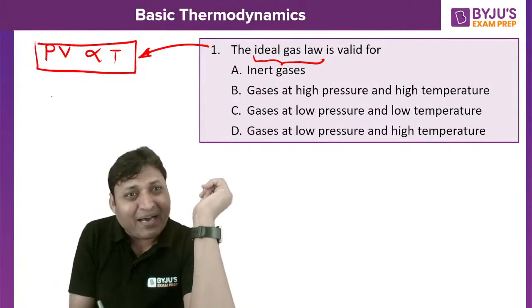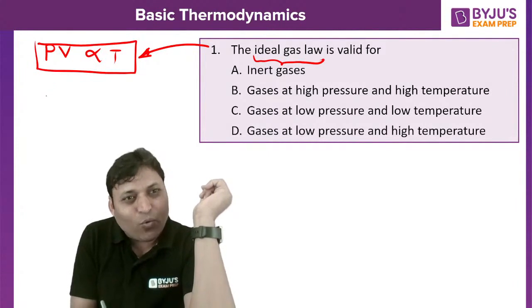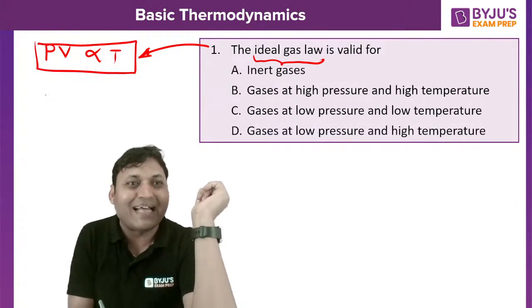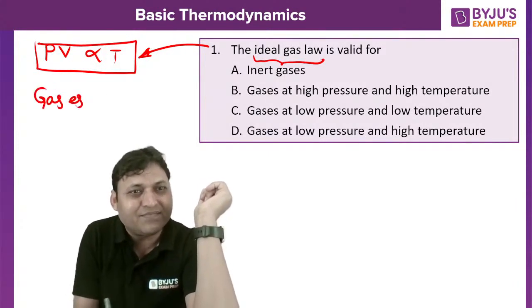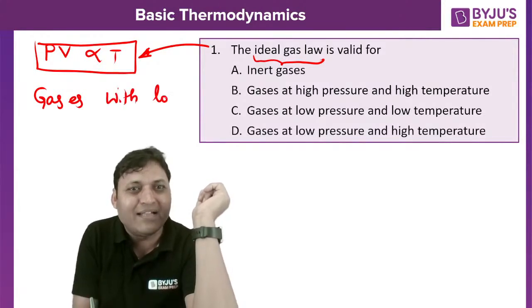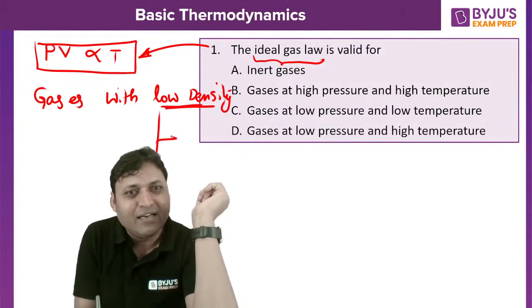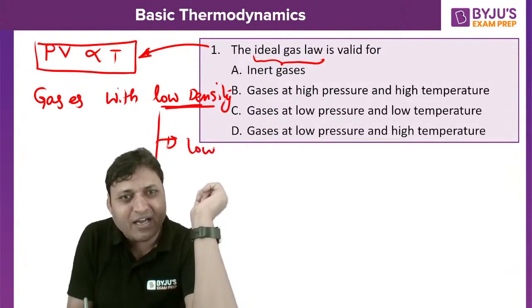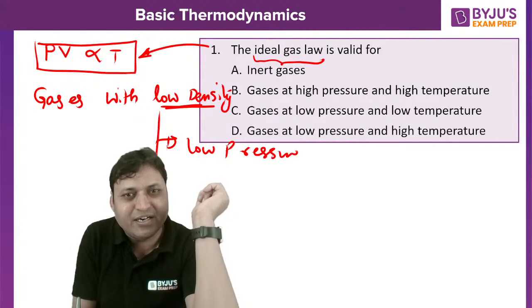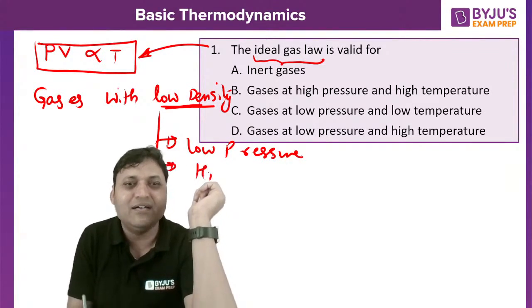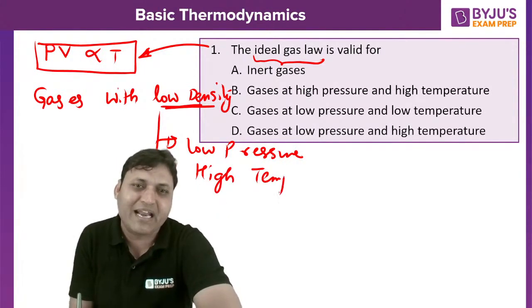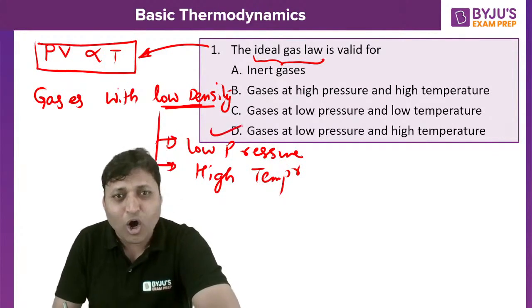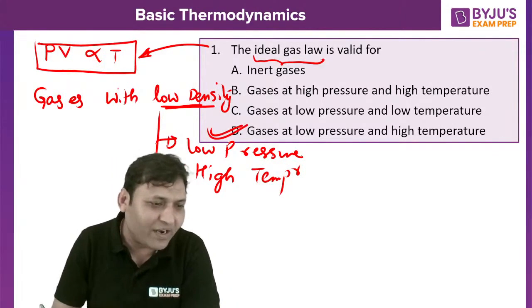So how do I remember the ideal gas law is valid for gases having low density? And when does a gas have low density? At low pressure and high temperature. Low pressure and high temperature. So the correct answer is option D. D is the right one.